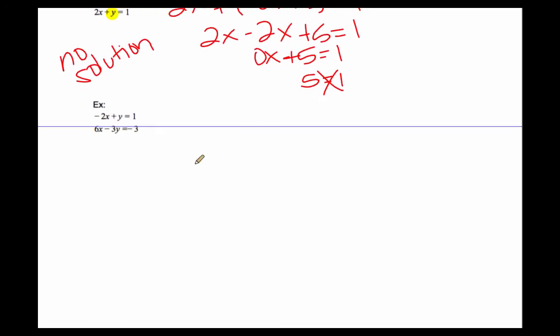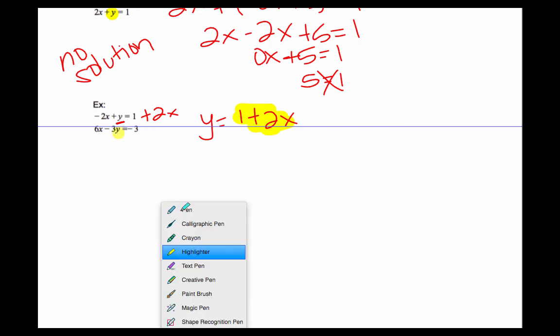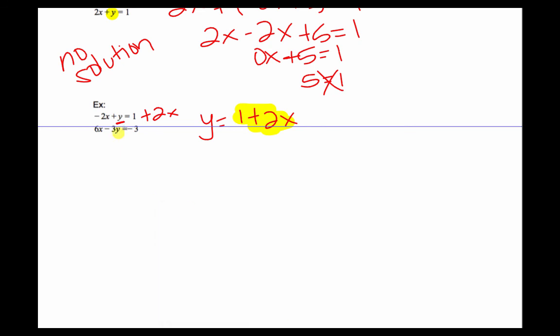All right, let's look at this last one. I need to solve for a variable. I probably don't want to solve for this x, or that x, or that y. I'm going to solve for this y. How do I do that? I add 2x to both sides. So y equals 1 plus 2x. What am I going to do with that? I'm going to substitute this in for this y. So 6x minus 3 times 1 plus 2x equals negative 3.